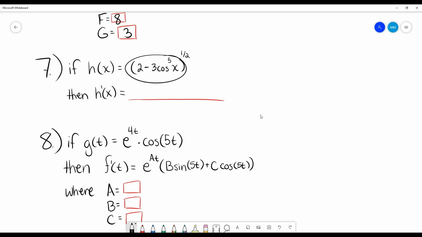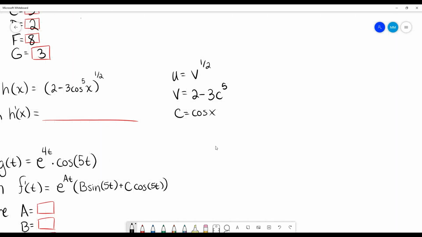So let's see, I've got my inside and outside. So I'm going to say u equals v, my inside, to the 1/2 power. Or I could also write that as the square root of v, but it's honestly easier to work with as a power. So then my v is that inside. So it's going to be 2 minus 3 times, oh, I see I've got another exponent. So that's my inside and that's my outside. So we'll say c to the 5th. And we'll say c is just cosine of x.